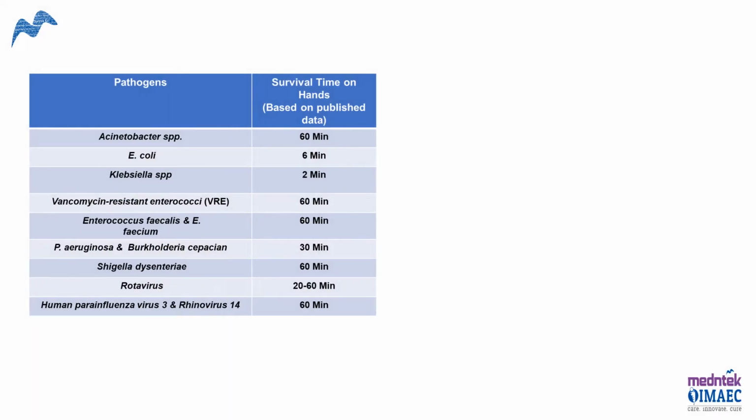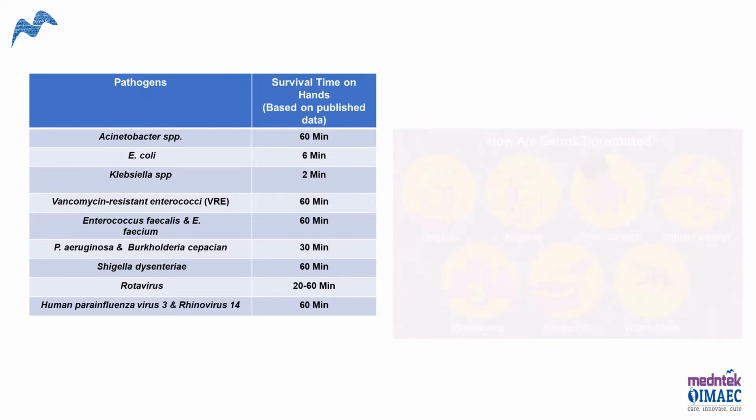The transient flora or the pathogenic organisms can survive on your hands and multiply sporadically. The most common organisms like E. coli can survive on your hands for around 6 minutes, while Pseudomonas aeruginosa can survive on your hands for 30 minutes. Similarly, VRE, that is vancomycin resistant enterococci, can survive on your hands for around 60 minutes.